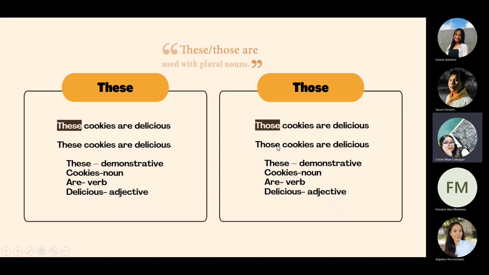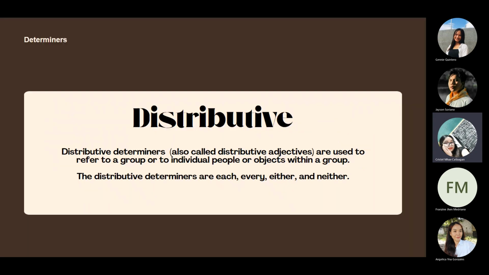Second, those cookies are delicious. So those is the demonstrative, cookies is a noun, are is a verb, delicious is an adjective. In these examples, the speaker is likely pointing to the specific cookies. Perhaps the cookies are on a plate in the kitchen or someone else is eating them.